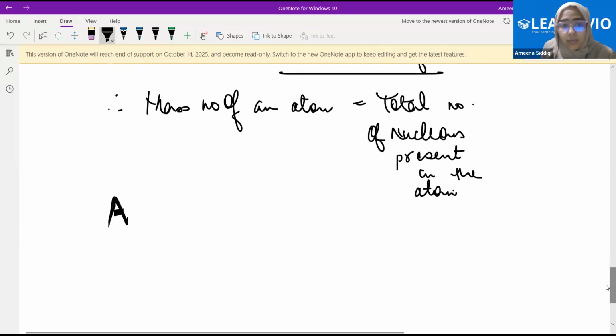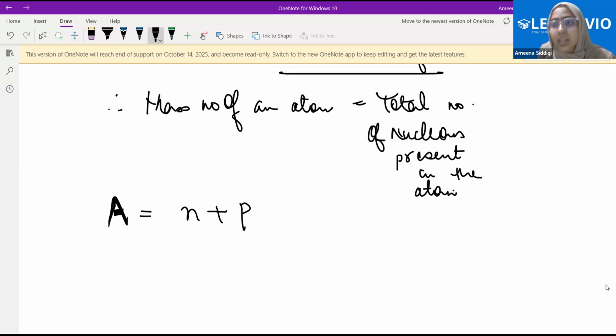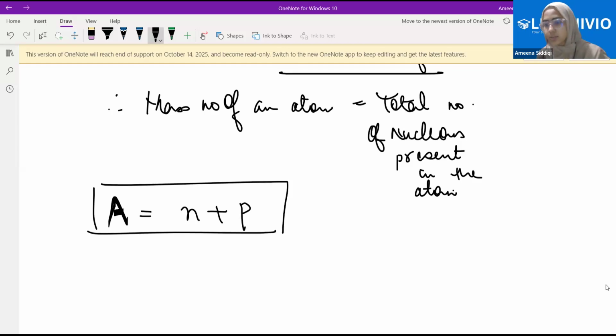Therefore, A, which is nothing but the mass number, we denote it using A, is nothing but neutrons plus protons number. Is it understood, bachcho? Yes, ma'am. Any problem? Let me know. No, ma'am. Abdullah has left the class.